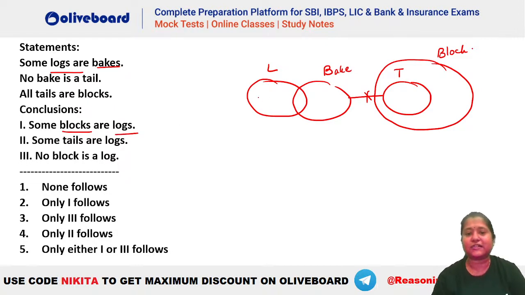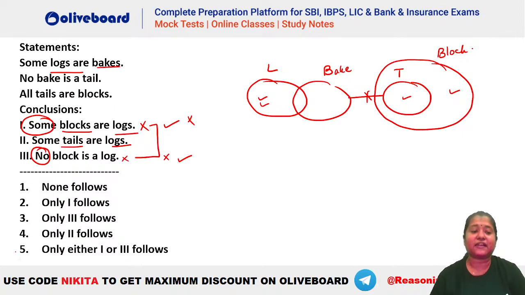Some blocks are log. You can see log and block may interact, but not definitely, so invalid. Some tails are log. This is tail, this is log. Again, they are independent of each other, can interact but not definitely. No block is a log is also a possibility, but not a definite one. But if you check the first and third, this is your some, this is your no between block and log. So one of them has to be definitely true. When you make this true, the other automatically becomes false, and vice versa. That is why the answer has to be either one or three follows.